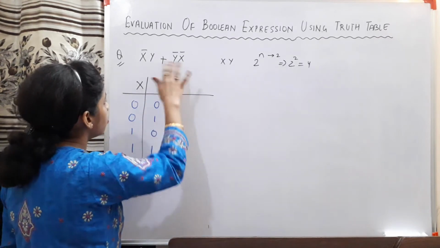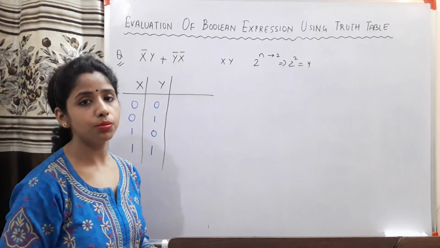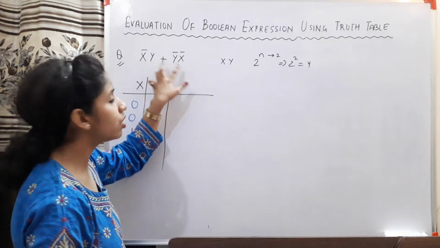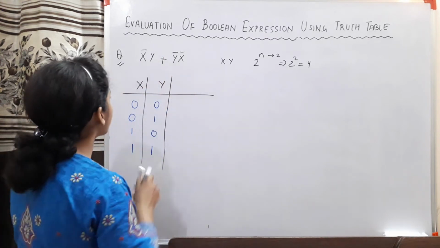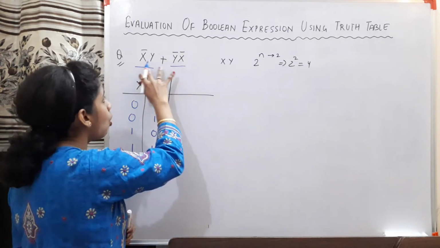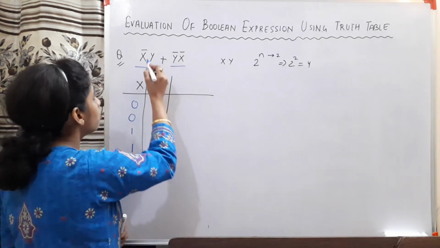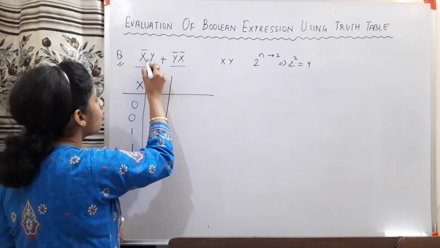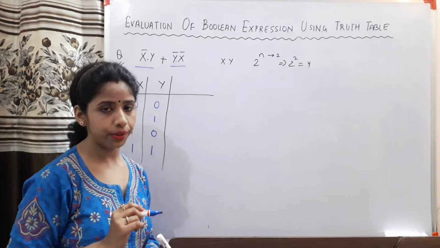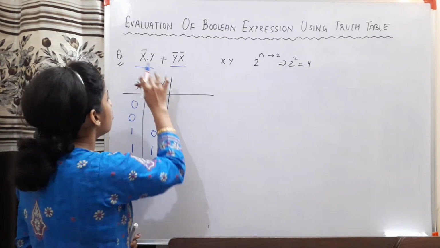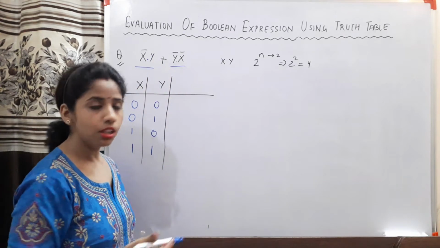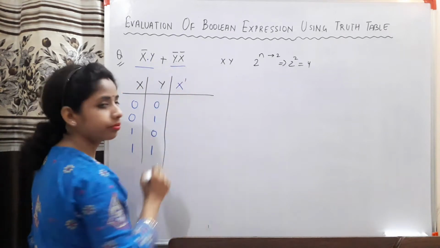Now we have to solve this expression. For solving this expression, first of all you will find the result of individual terms. So first calculate x bar y, and then calculate y bar x bar, and then OR them. I told you that when there is no operator between two variables, then it is automatically the dot operator, which is the AND operator. So for solving this term, first of all I need x bar, so I find x bar first.